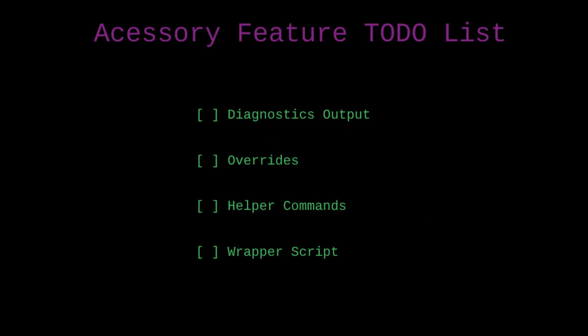Today I want to equip the build script with some accessory features. So here's a quick rundown of the particular things I have in mind. I want to throw in some diagnostic outputs, basically some extra printing to help me figure out whenever something is sort of breaking or I can't figure out why it's doing what it's doing.